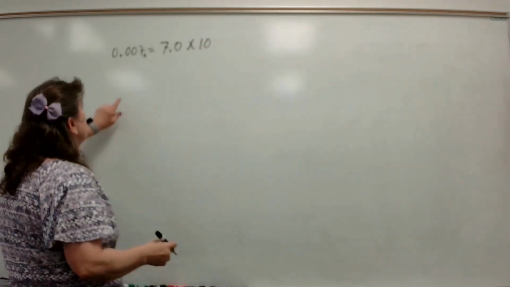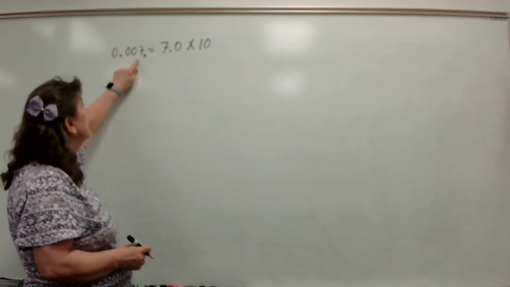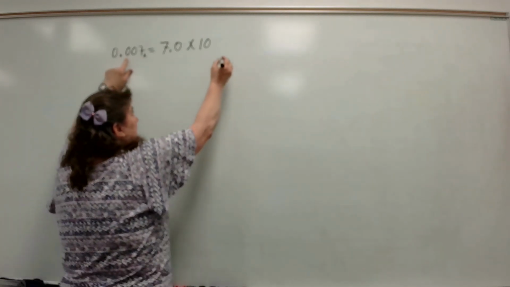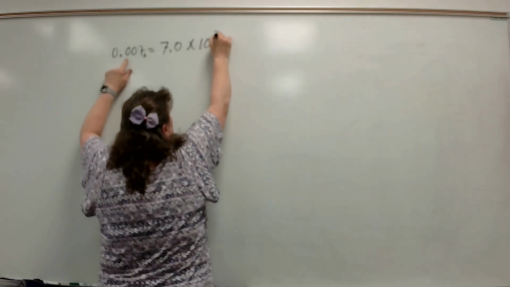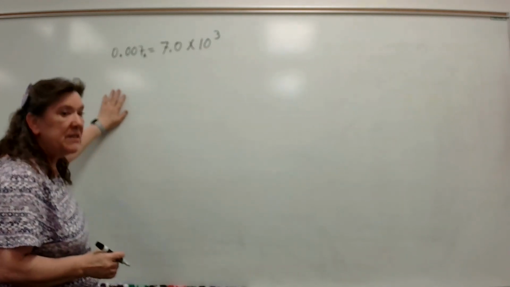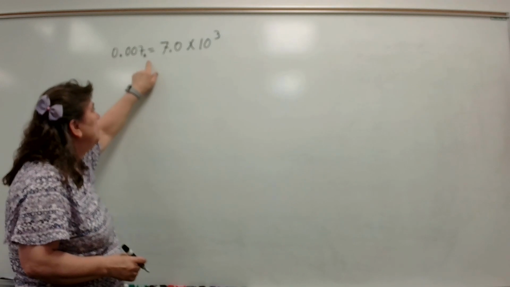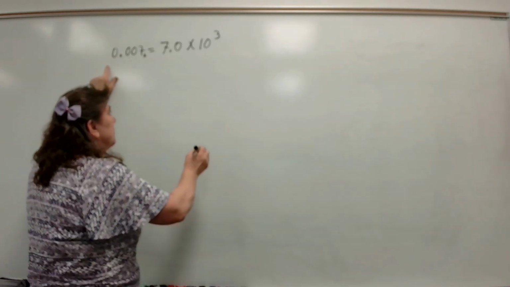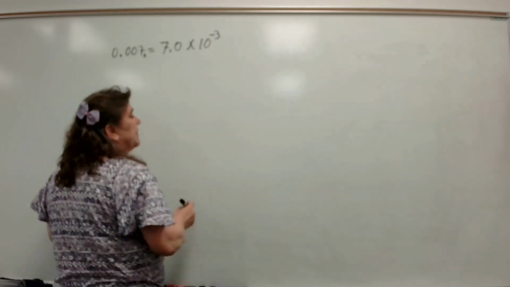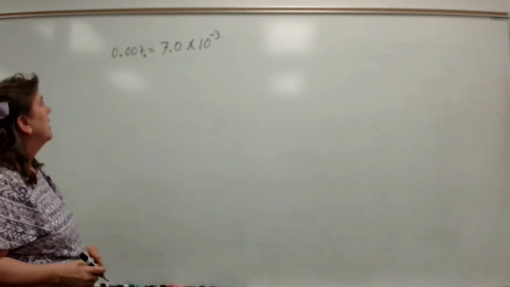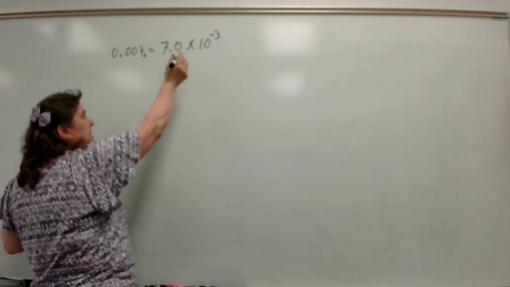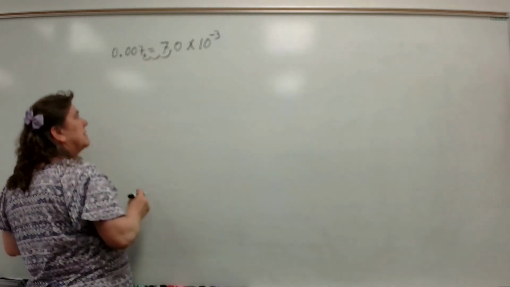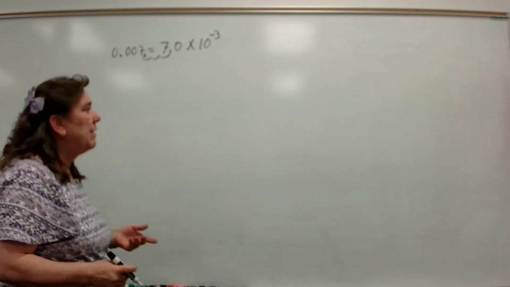In this case, we have to move how many places to get back to where our decimal is? 1, 2, 3. It has to move 3 places, but if it's a positive 3, we'd move to the right. It has to be a negative 3 because it's going to move us to the left. So 7.0 times 10 to the negative 3rd. If I wanted to return, I would go like this, and I would get back to where I started.